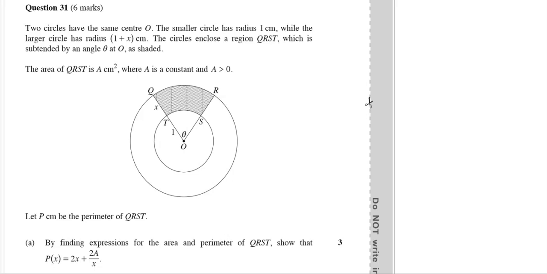All right, with these questions, I always like to consider the smaller radius as little r and the bigger radius as capital R. So in this particular case, I can see that the little radius I've been given is 1 and the big radius I've been given is 1 plus x. I have a glance at what I'm being asked to do: P of x equals 2x plus 2A on x. And the first thing I notice about that is it doesn't involve theta. So I'm going to need to write my expressions just involving x, and if I initially have an expression involving theta, I'm going to need to rearrange it so it's all just about x.